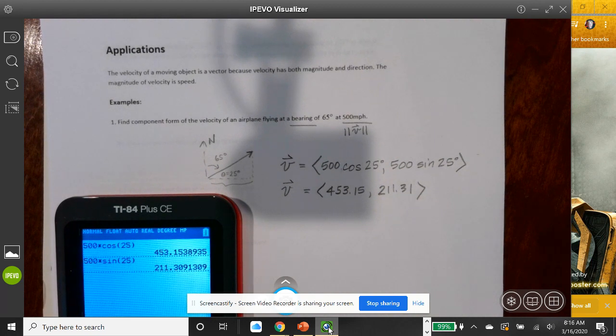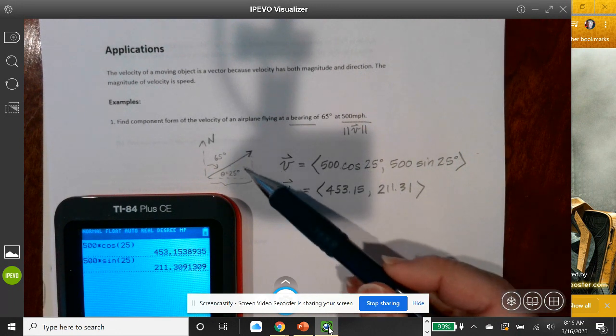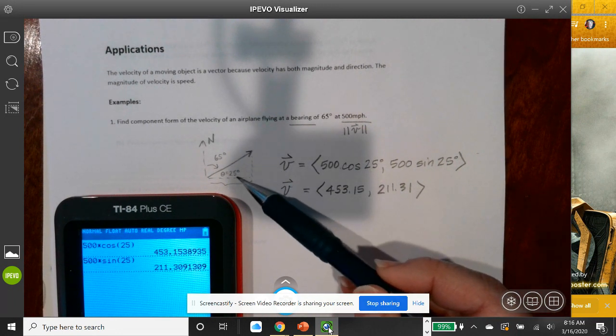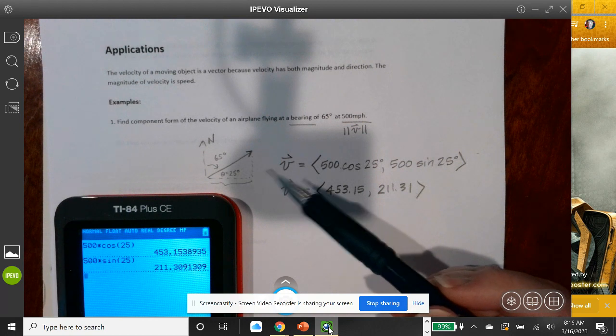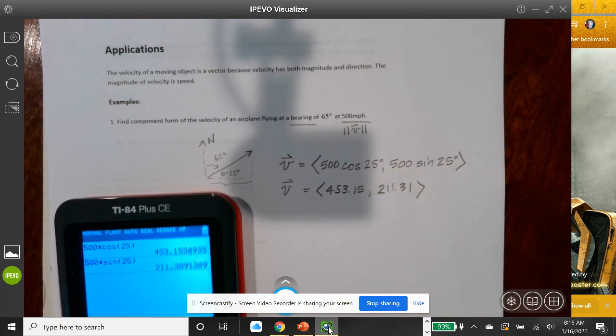Okay, so that's easy enough to do. The thing is, if you're given a flight path in bearing mode, you have to convert this and find the angle measure with the horizontal in order to come up with the component form of the vector. All right, so let's do another one.